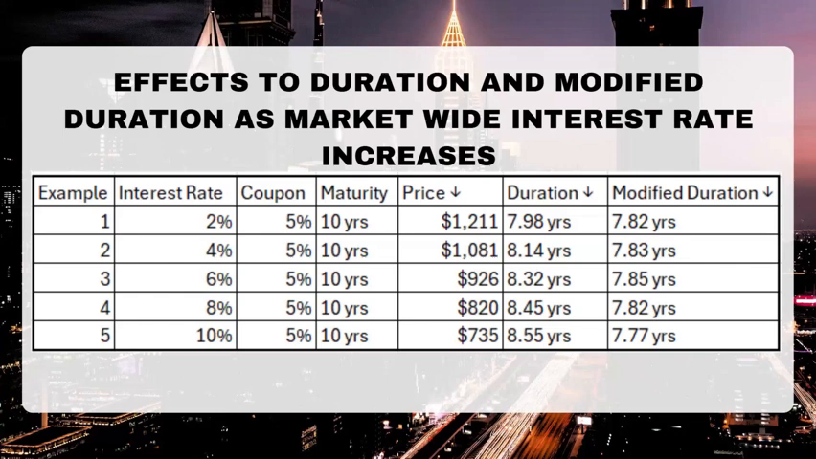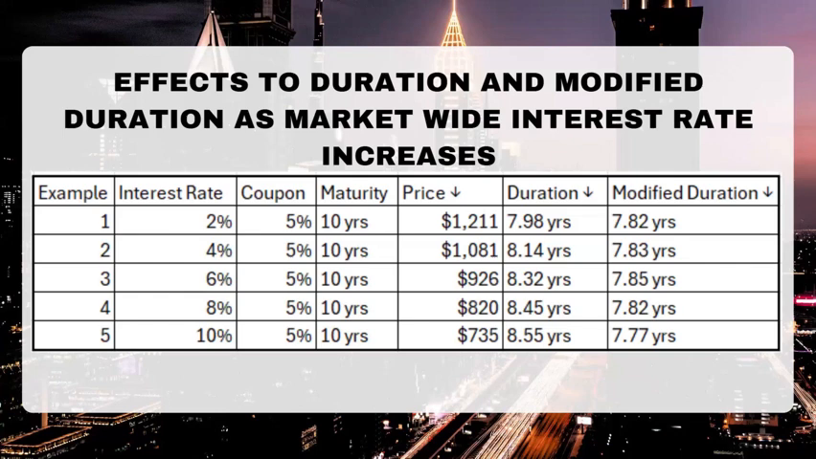So although you're still exposed to interest rate risk, the impact of each additional rate increase on the bond's price is relatively smaller. And as we can see in example 1, interest rate is 2%, coupon 5%, maturity 10 years, the price is 1211, duration 7.98 years, and modified duration is 7.82 years.